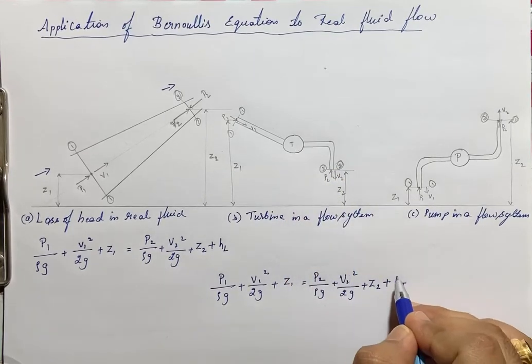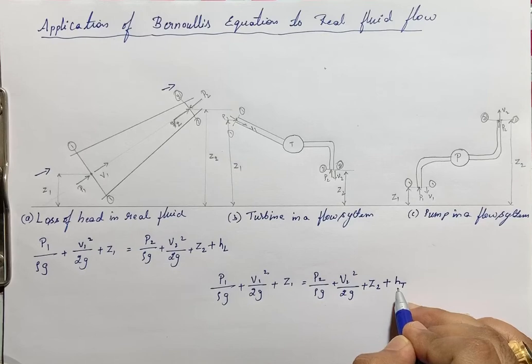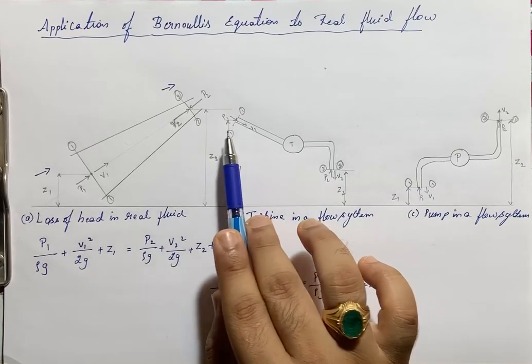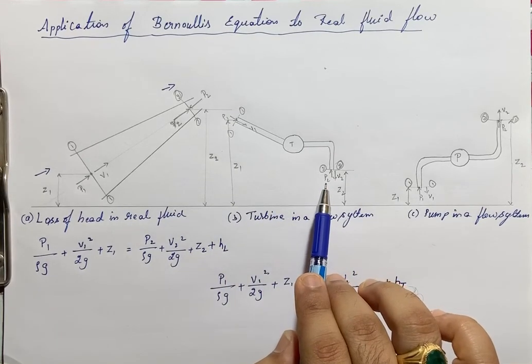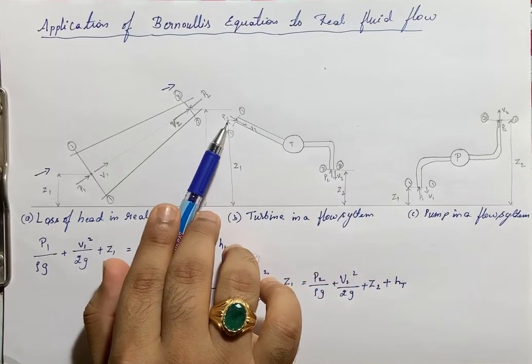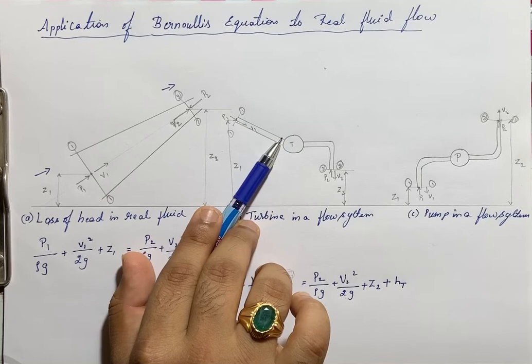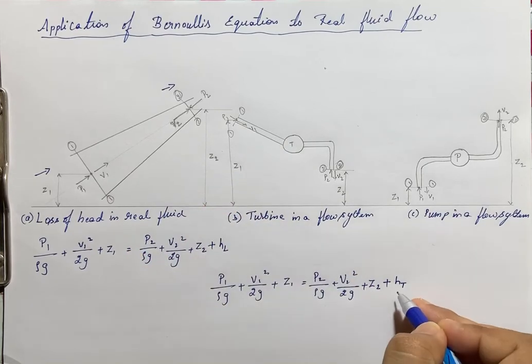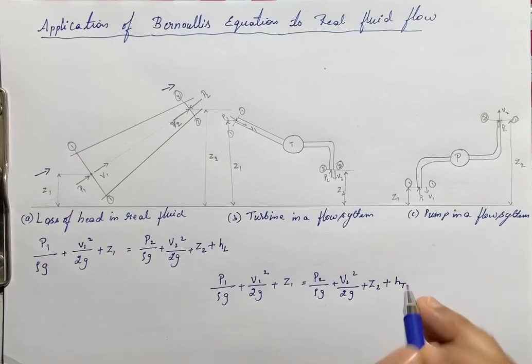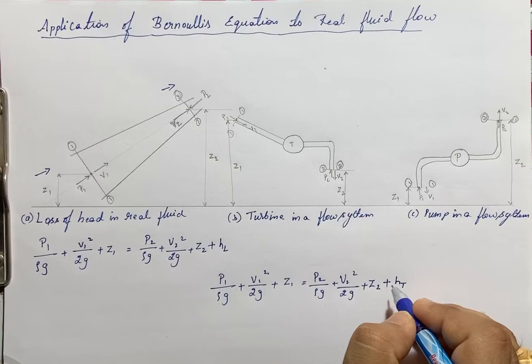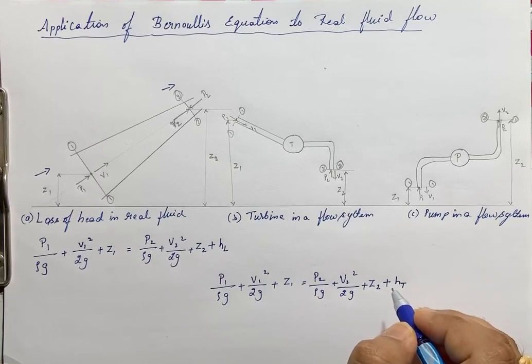This head loss is nothing but the loss of head due to the insertion of the turbine between sections 1 and 2. It is in between the upstream and the downstream. So the loss of head due to insertion of the turbine should be written at the downstream of the fluid, that is at section 2.